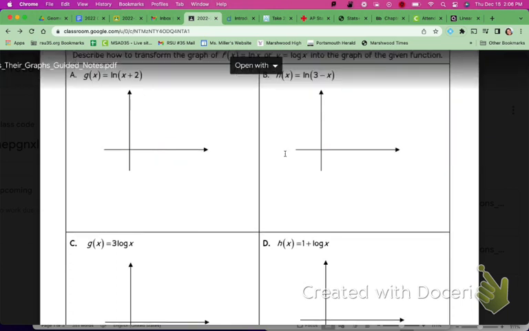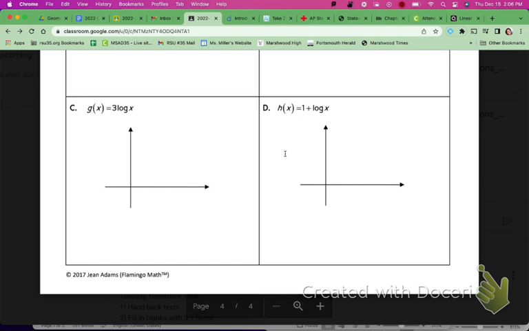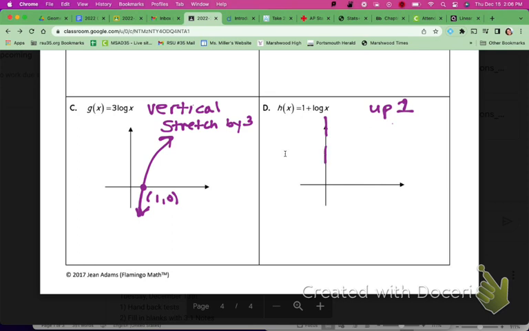And then the last 2. What's happening in C? Is it shifting right, left anywhere? Nope, we just have a vertical stretch by 3. So the only thing that's going to happen there is it's just going to be steeper. Maybe we could get other ordered pairs to make it a little bit better, but we'll stick with that for now. And then for D, what's happening to our graph? It's going up 1. So my vertical asymptote is still unchanged, but now 1, 0 is going to move to 1, 1. And then we'll have something that looks like this.